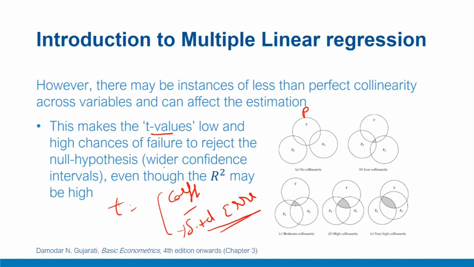That means you will have a rather poor confidence interval, a wider confidence interval, and therefore even though your R square may be high, which indicates a very good fit in the regression, still the power of your test will be low, and because of low t-values you will be failing to reject the null. That means even though the coefficient may be significant, you will not be able to say that by rejecting the null.